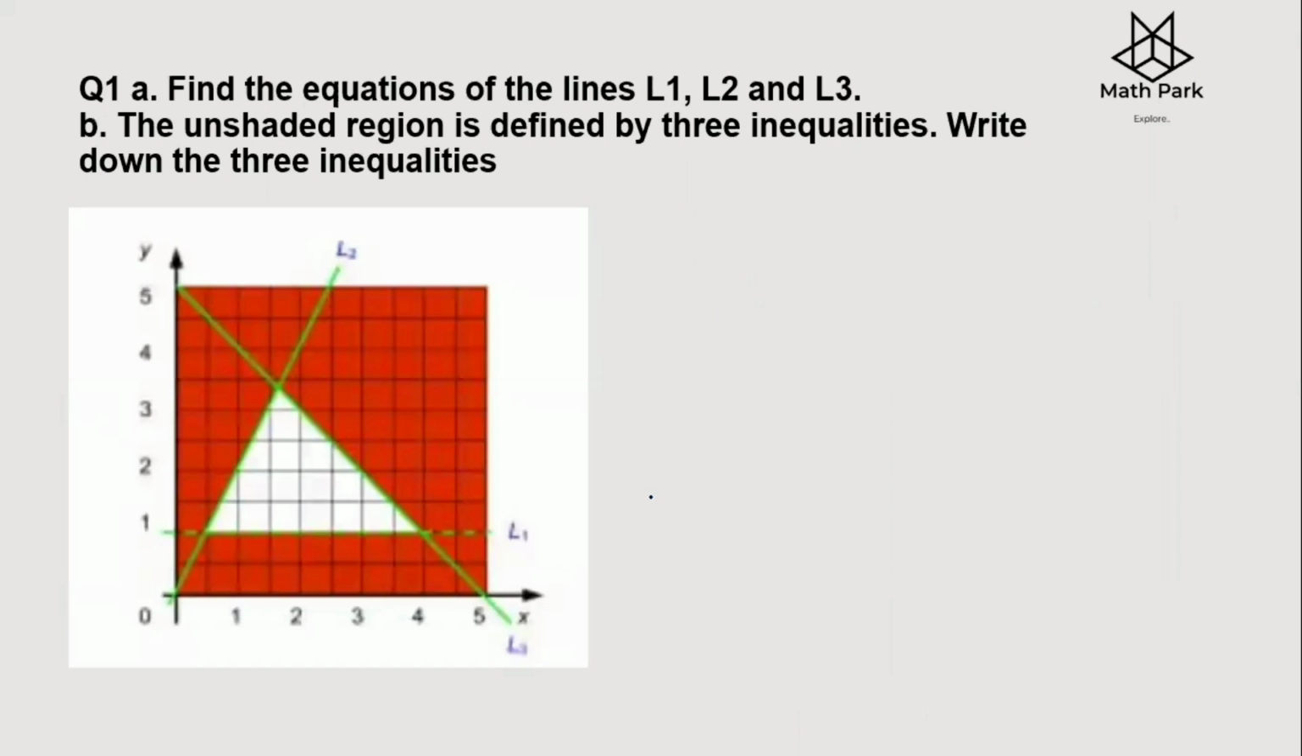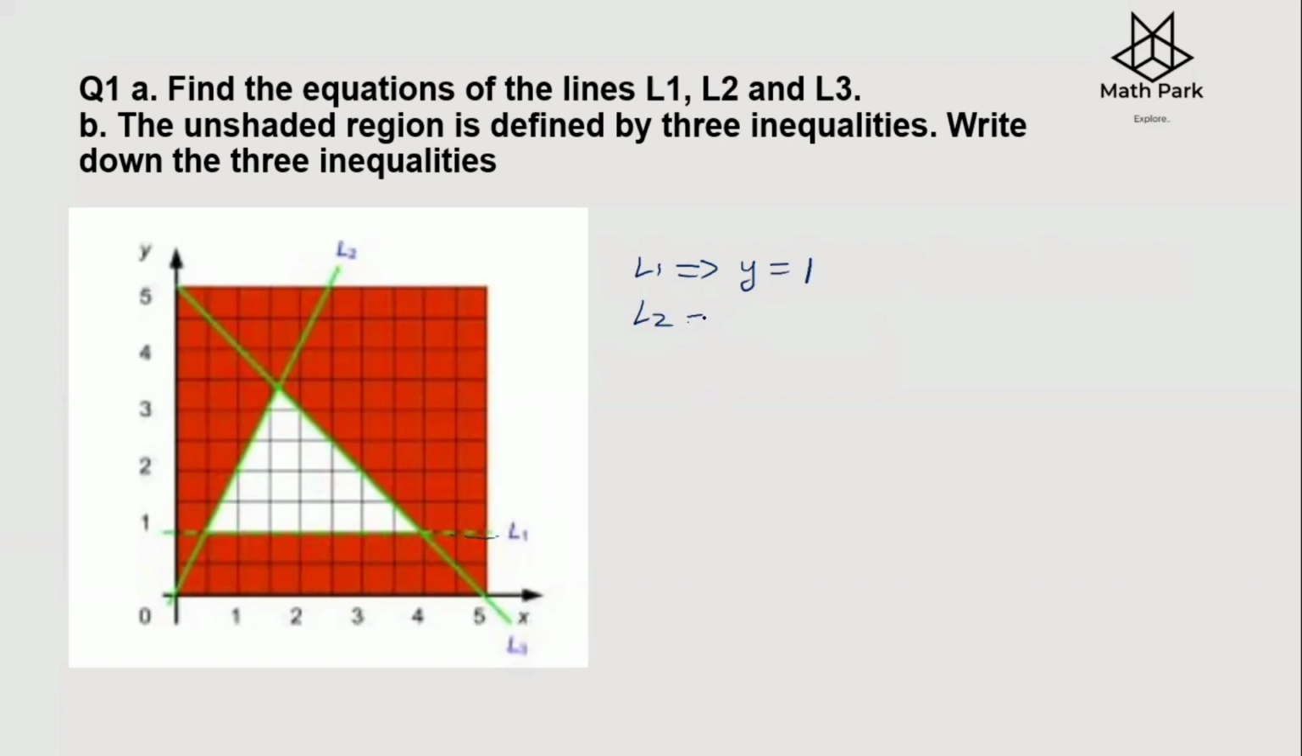Find the equations of the lines L1, L2 and L3. The unshaded region is defined by three inequalities. Write down the three inequalities. So first, let us write the equation. You can see the dotted line here, L1, and each point on this line, the y coordinate is 1. So the equation of L1 is y is equal to 1.